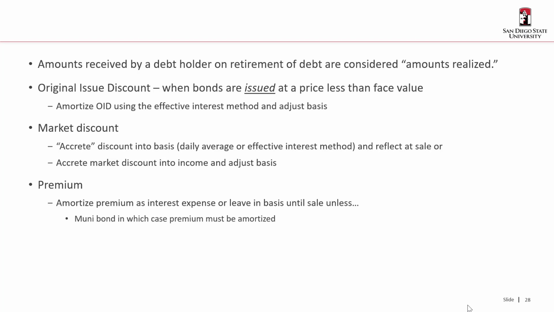Market premium is the opposite of discount. This is when the price of the bond has gone up with respect to the face value, and you're required to amortize premium as interest expense, or you can just leave it in the basis until the sale, so the same as discount, unless that is a municipal bond, in which case market premium must be amortized.